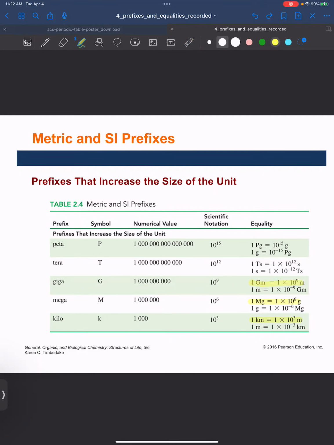Tera is 10 to the 12th. And so if we're looking at 1 terasecond, that's 1 times 10 to the 12 seconds. You may be more familiar with terabytes for memory storage. And then peta is 1 times 10 to the 15th. The most common units we will be using are kilo, mega. Some of your homework problems may have you practicing with some of the larger prefixes.